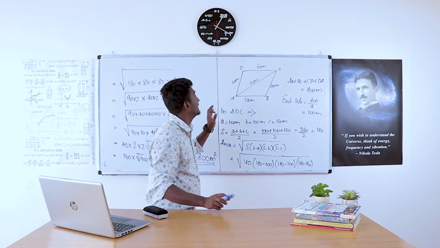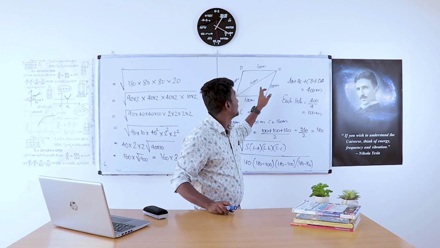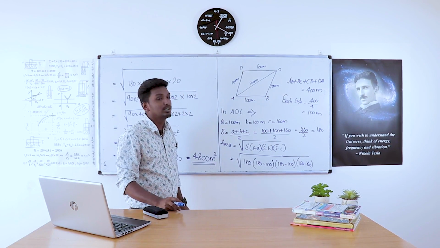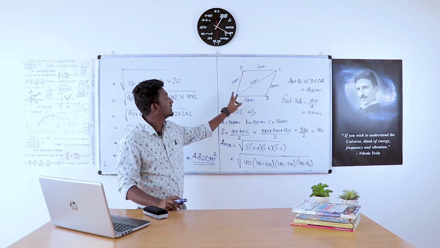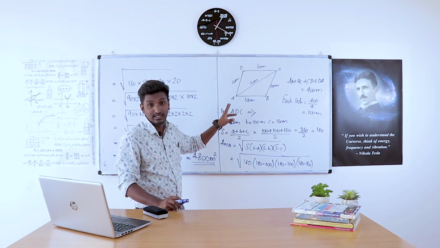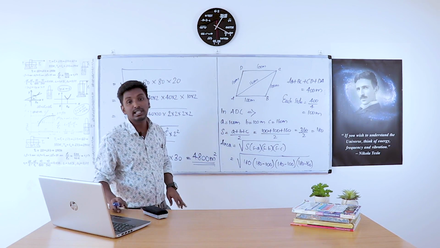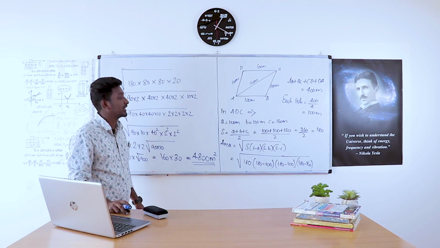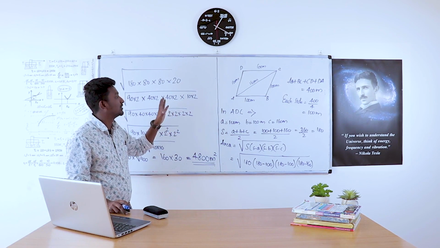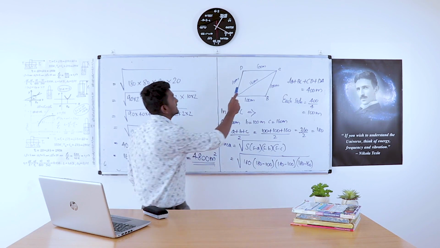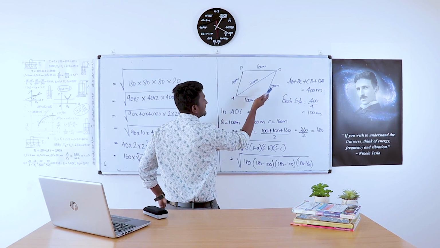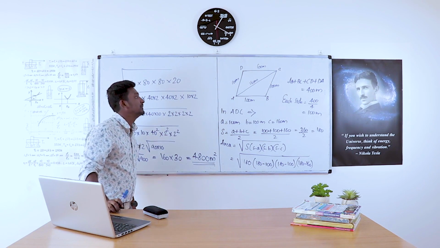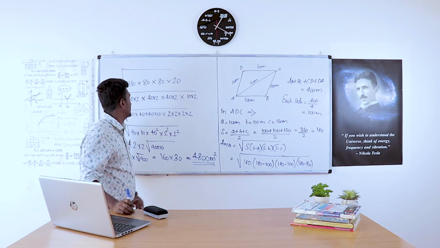That means the field is in the shape of a rhombus, and Sania divided it into two parts. Both the parts are in the shape of a triangle, and both will get 4,800 meter square area of land for their cultivation. By Heron's formula we can solve the same, and the area of this portion is 4,800. Then the same will be for this portion, 4,800. Both will get the same area, 4,800 meter square.